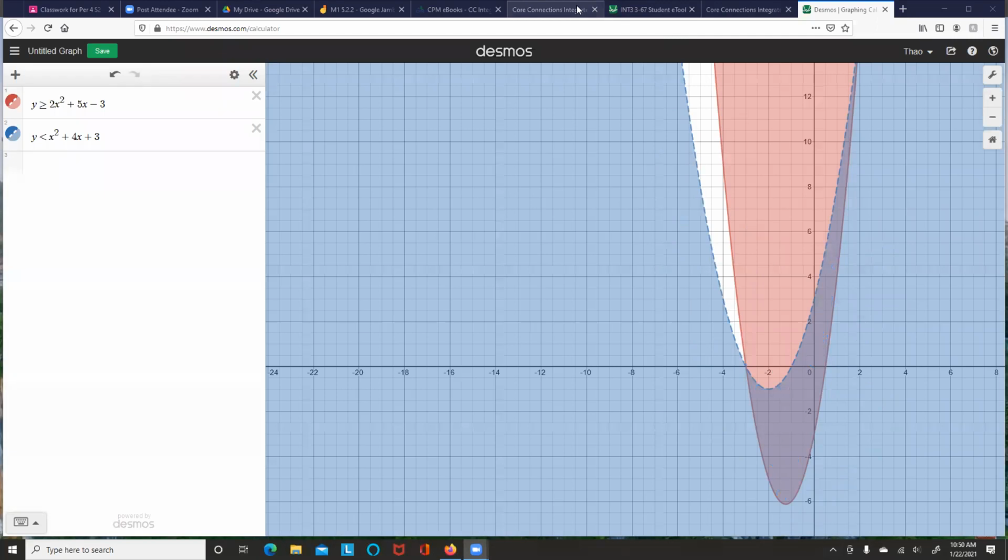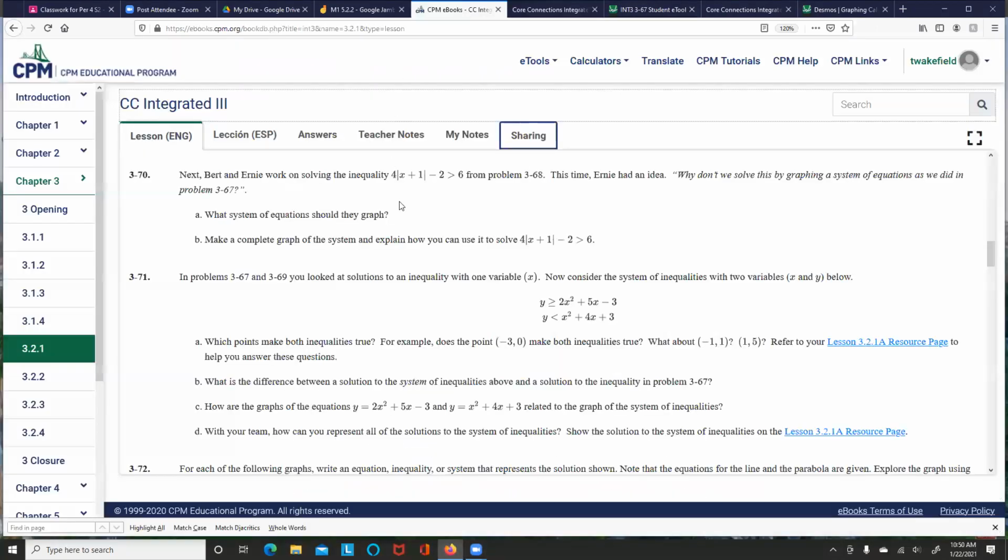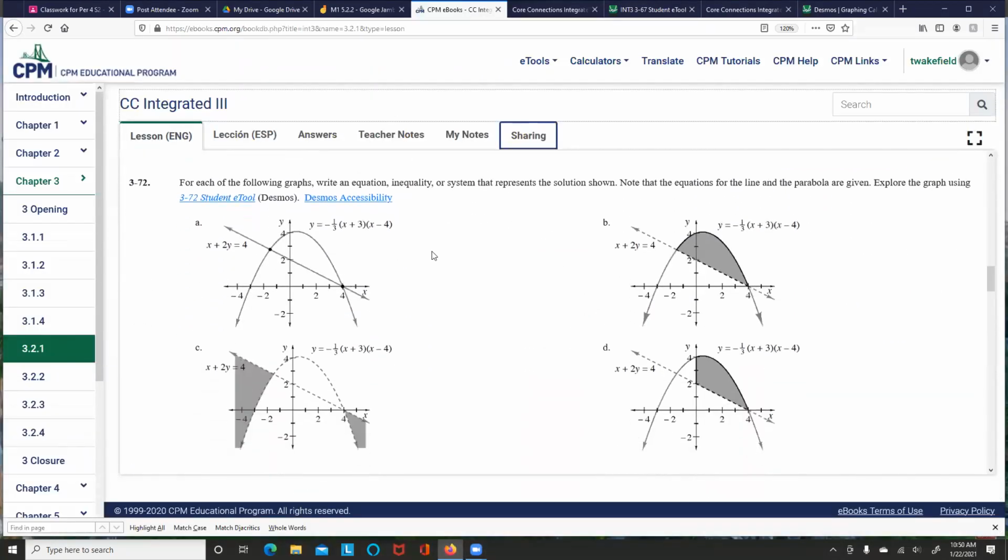All right, go back to our lesson here, 72. Now this part is pretty easy. For each of the following graphs, write an equation, inequality, or system that represents the solution shown. This is like the last two problems on your worksheet for homework tonight. Note that the equations for the line and parabola are given. You can use the e-tool or Desmos, but we don't really need to. I don't know if you can print this out. If not, just do a quick sketch, and you'll need to write down these equations.